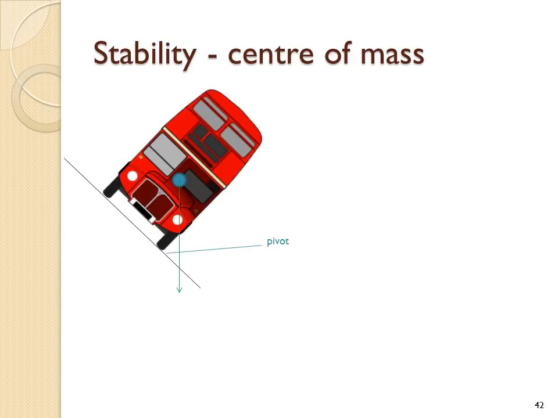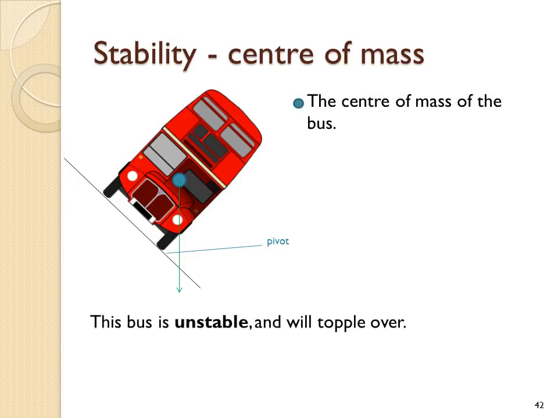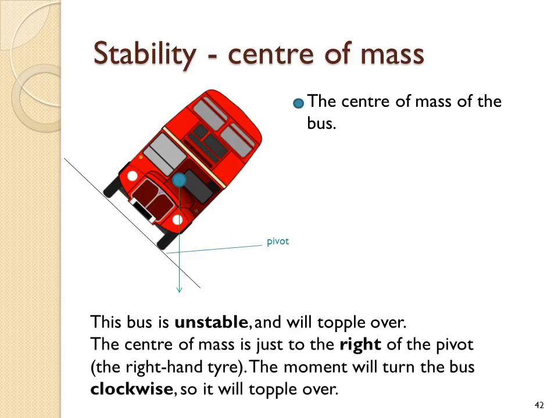This bus looks unstable, but to prove it's unstable, you look at where the centre of mass is. The centre of mass is to the right of the pivot point, and therefore the moment would cause the bus to rotate clockwise, around or down the slope.